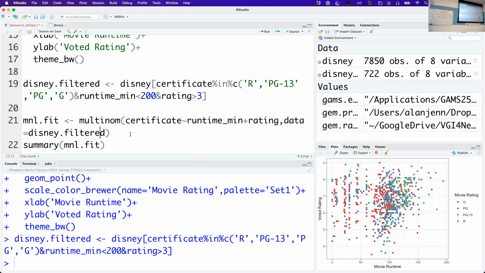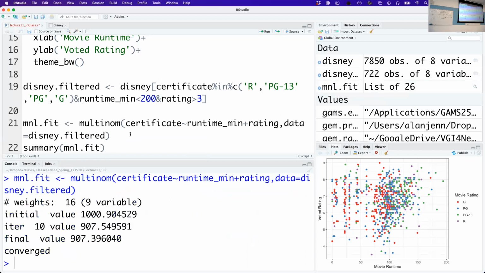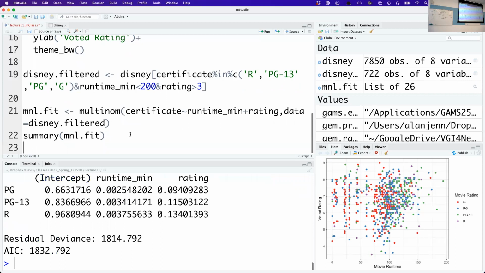Okay, so if I run this, we'll see some text pop up: initial iteration, final value, and this is referring to what I was talking about before with the log likelihood function. It is doing some kind of iterative solving for an analytical solution. And then once it's converged, we are able to look at something like this.